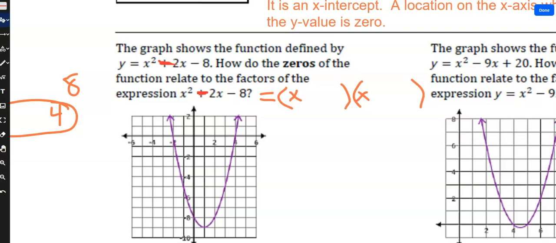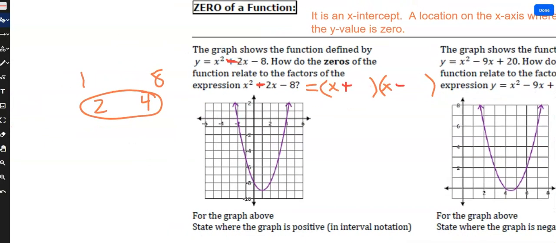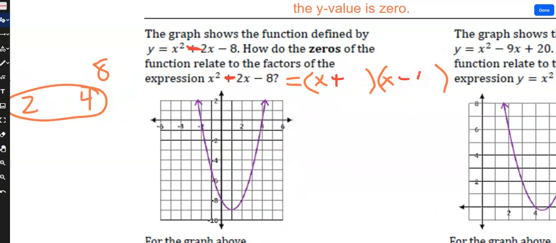So if we factor this, we know that we're going to have a plus and a minus. And our factors of 8 are 1 and 8 or 2 and 4. Now it's going to be a 2 and a 4 combo. The 4 has to go with the negative and the 2 has to go with the positive.